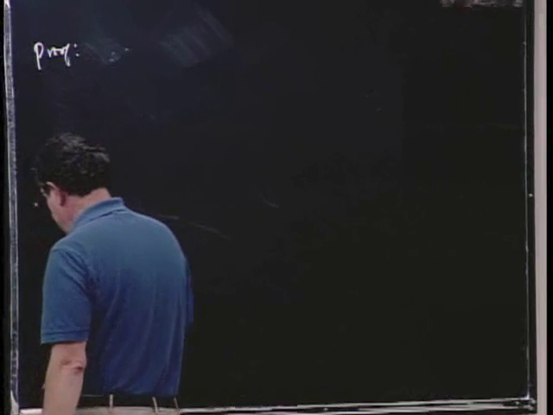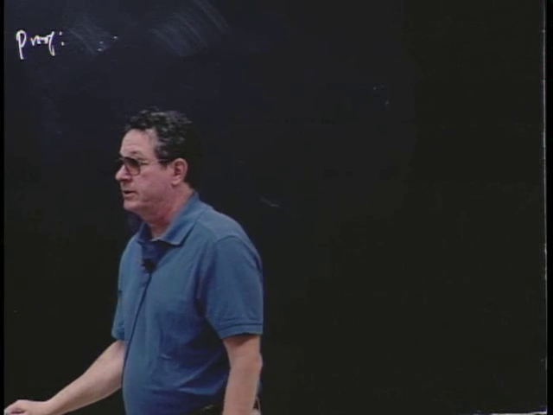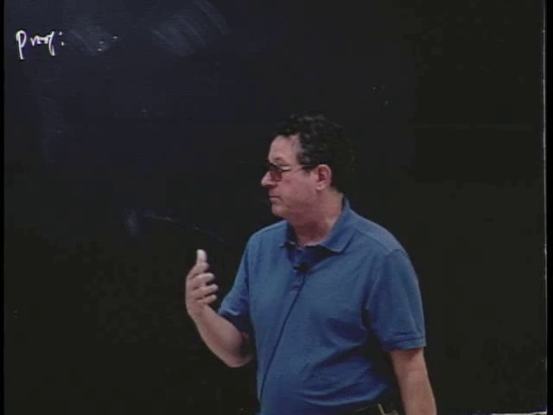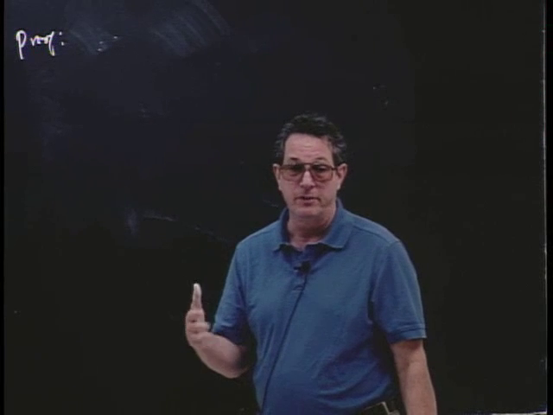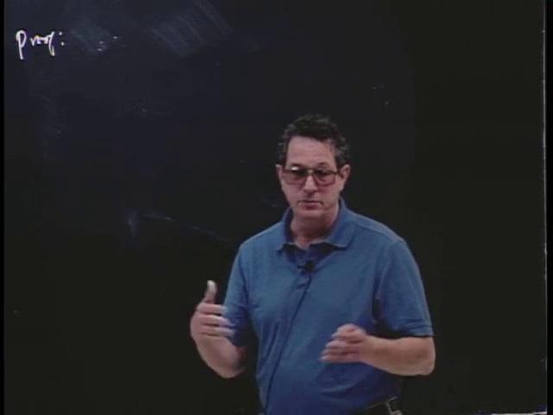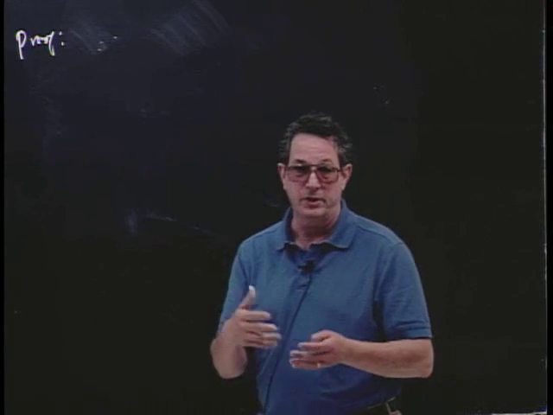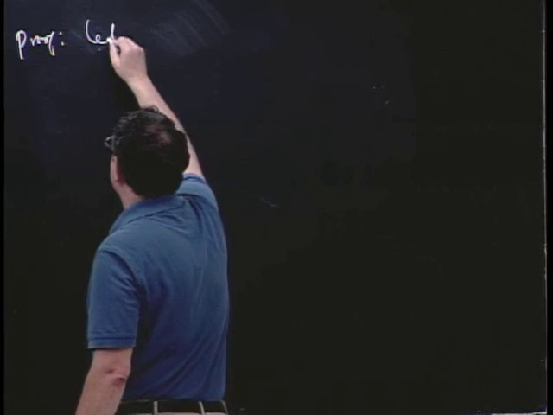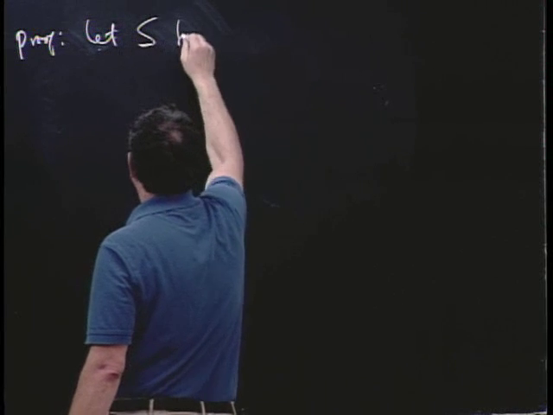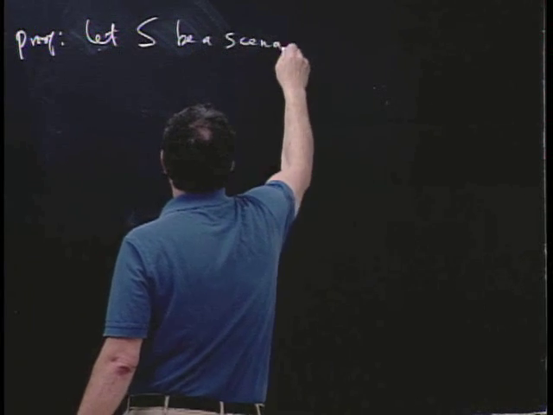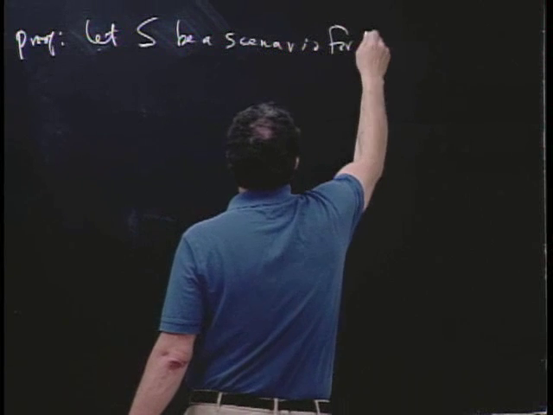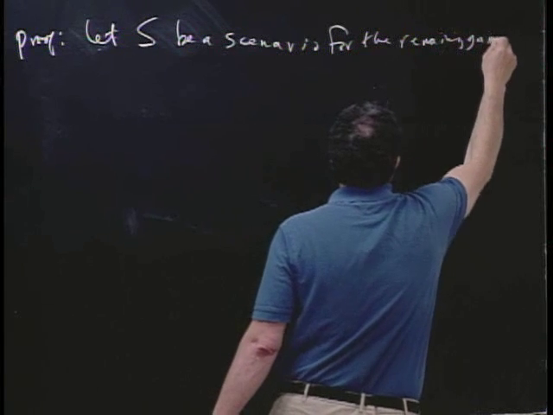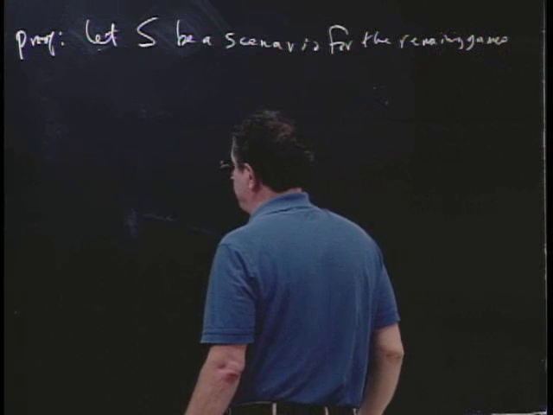Okay, so now we can prove this. First of all, let me also say a scenario for the remaining games is what payoff pairs result from all those particular games. Who wins, who loses, what payoff pair gets generated from those particular games. Okay, so proof. Let S be a scenario for the remaining games. The games that are not yet played.